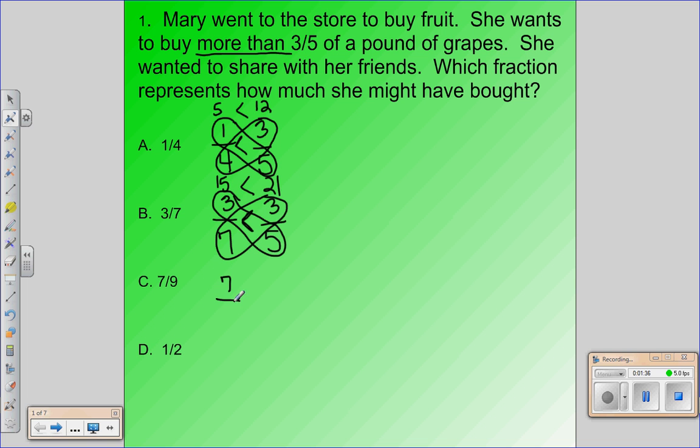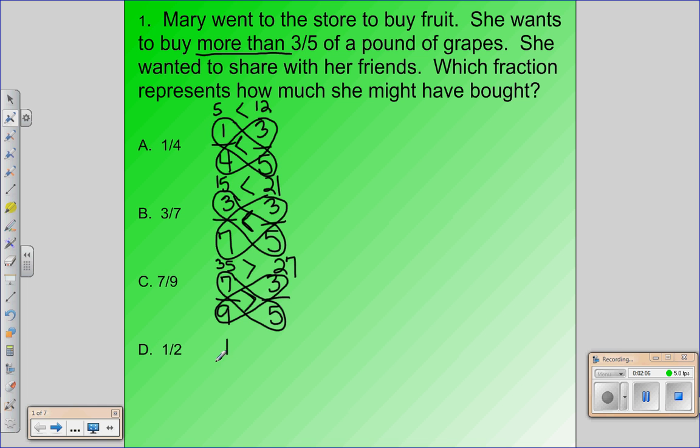Alright, your next fraction, you have 7/9 and 3/5. We are looking for that fraction that is more than or greater than 3/5. So let's use our butterfly method. 7 times 5 is going to be 35. 9 times 3 is going to be 27. So 35 is greater than 27, therefore 7/9 is greater than 3/5.